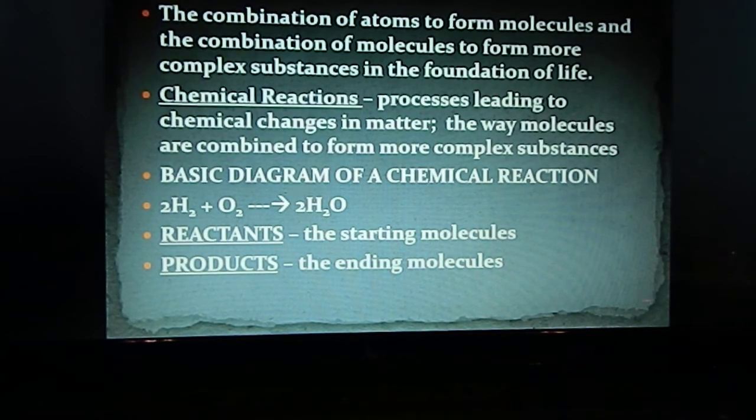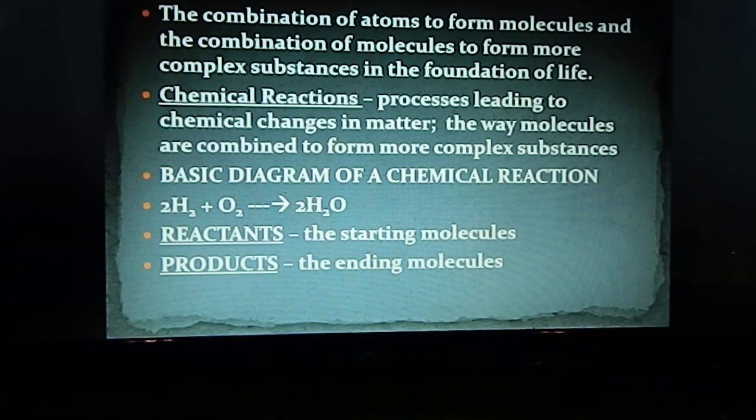And the process by which this is done is a chemical reaction, and it leads to chemical change of matter, the way molecules combine to form more complex molecules and substances, right? So basically, you'll see certain diagrams and written out, all right? You're not going to have to know a lot of these chemical abbreviations or anything, but there are a few basic chemical reactions that we will look at and know.